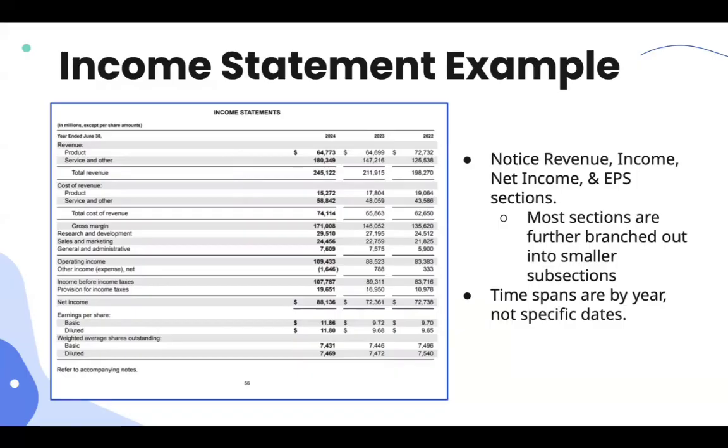As you can see, income statements are organized to provide a clear picture of how well a company is performing and where they stand in terms of profitability. By breaking down these sections, businesses can identify areas that need improvement and track their progress towards financial goals.